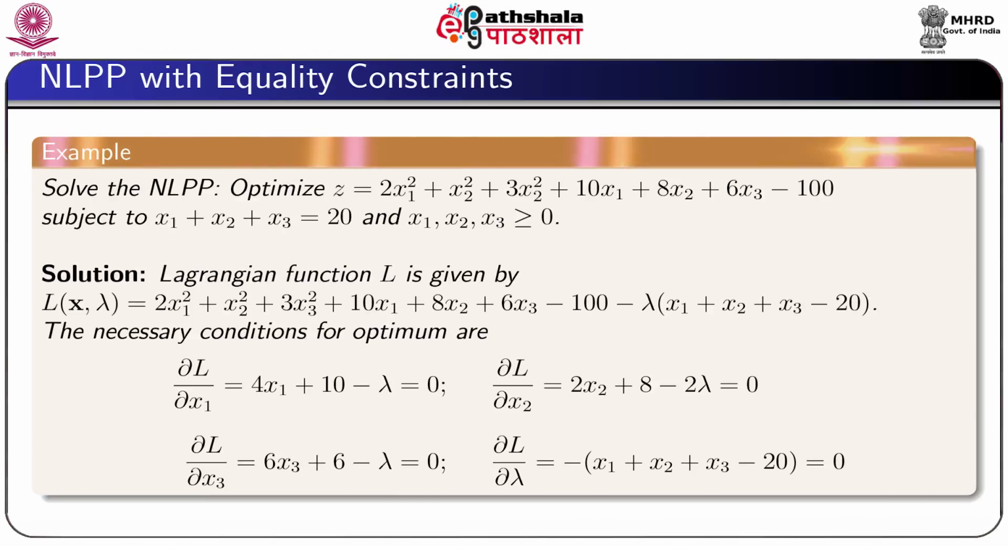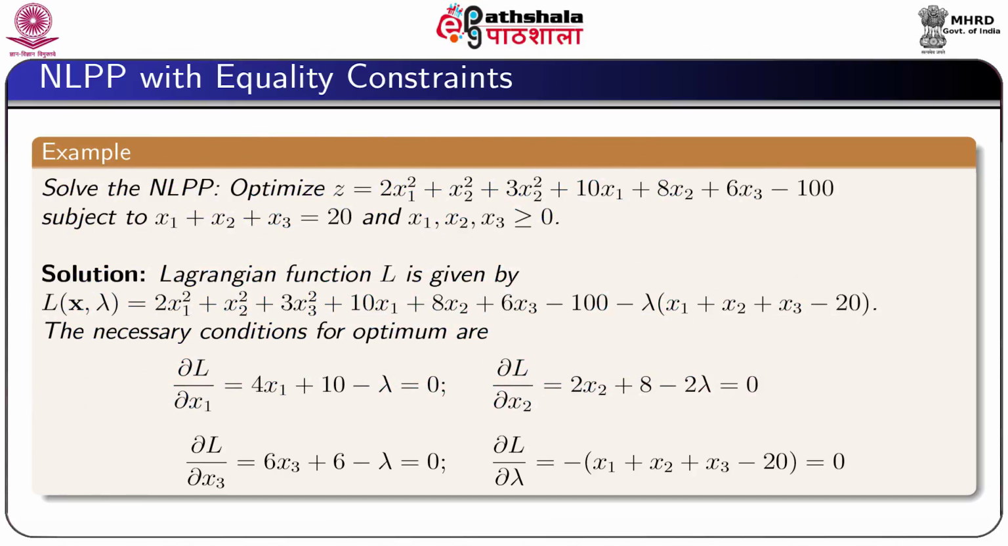We now consider an example. Optimize z equal to 2x1 square plus x2 square plus 3x3 square plus 10x1 plus 8x2 plus 6x3 minus 100, subject to x1 plus x2 plus x3 equal to 20 and x1, x2, x3 are all non-negative. We construct the Lagrangian function L as L equal to 2x1 square plus x2 square plus 3x3 square plus 10x1 plus 8x2 plus 6x3 minus 100 minus lambda into (x1 plus x2 plus x3 minus 20).